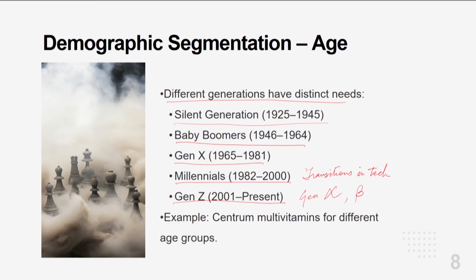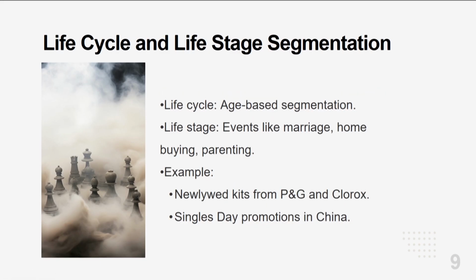So different lifestyles, different thought processes, different mindsets, they evolve over time, and age helps you generally make a cluster of these as we go along. Now, for example, if a brand called Centrum Multivitamins is there, it will offer different products for different age groups. In terms of life cycle and life stage segmentation, you will also want to see where that particular person has actually reached in their life.